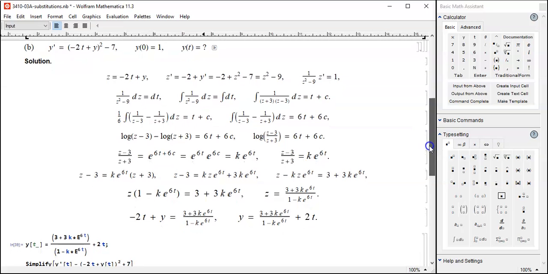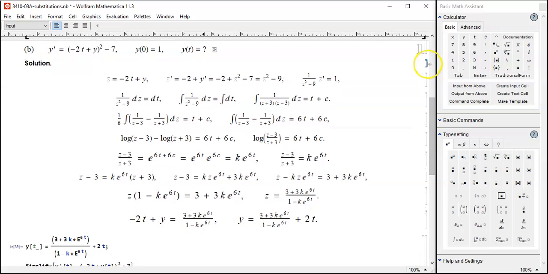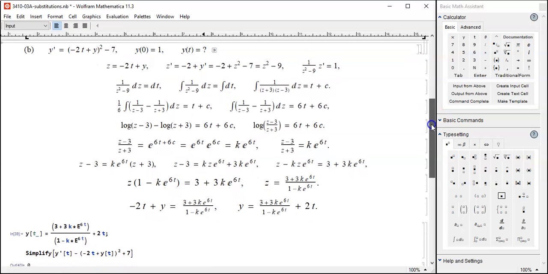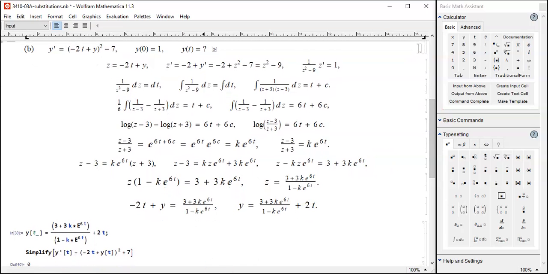Here is the full solution. Well, let's remove this, and I can get not just the full solution, but also the verification in the same viewing window. Okay, there you go.